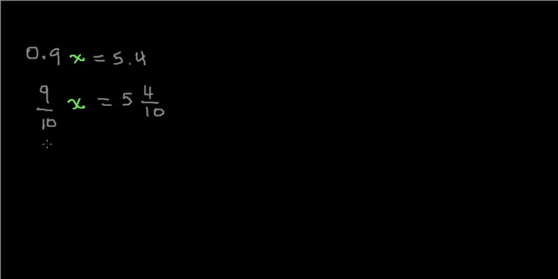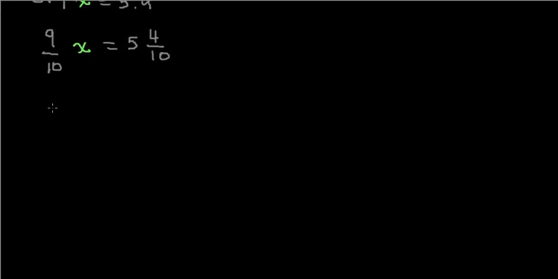So now we just rewrite the equation. 9 divided by 10 x is equal to, well, you multiply the coefficient by the denominator and then add the numerator. So 5 times 10 is 50. 50 plus 4 is 54. And the denominator is going to still be equal to 10.